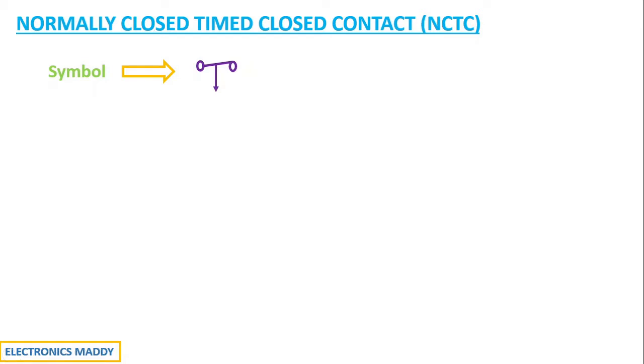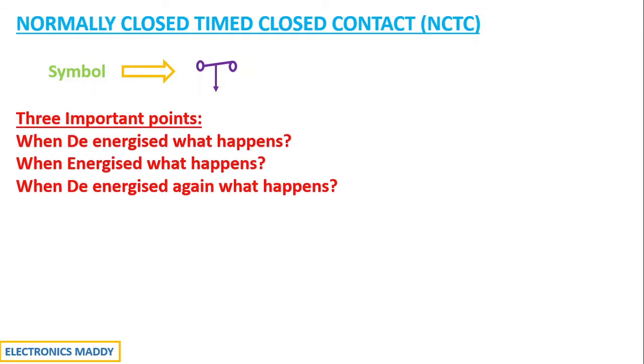So how do we understand these types of contacts? Any contacts can be understood by considering three different scenarios. That is, what happens when it is de-energized initially, what happens when we are energizing it, and what happens when we are de-energizing an energized contact. If we understand these three important points, we will be able to analyze the operation of any contacts on our own. This is the pattern that we've been following for quite some videos for contacts such as NOTO, NOTC and NCTO. So we are going to continue in the same fashion, and we'll be looking at this in three different cases.